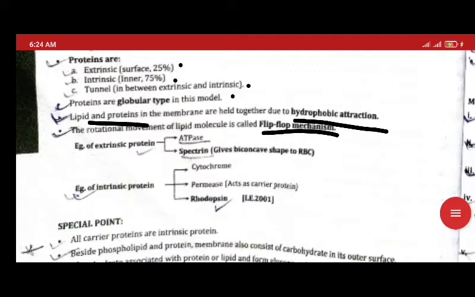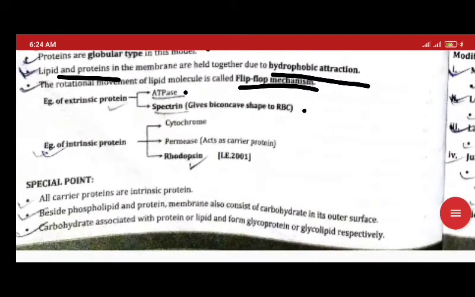Now extrinsic protein contains ATPase and spectrin. Spectrin gives shape to RBC. Intrinsic protein contains cytochrome, permease and rhodopsin. So extrinsic contains ATPase and spectrin, and intrinsic contains cytochrome, permease and rhodopsin. A special point: all carrier proteins are intrinsic proteins.